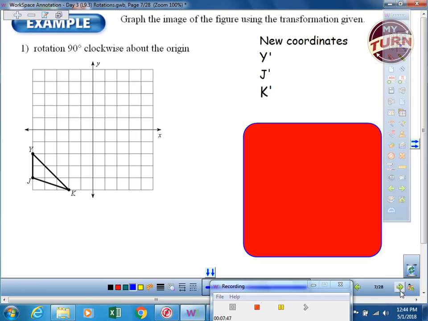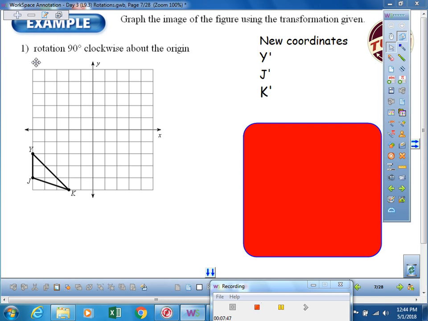All right. So do you have this one on the note sheet? Okay. So above that graph, I want you to put rotation 90 degrees clockwise about the origin.